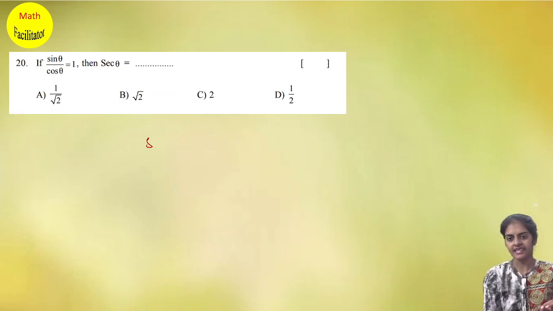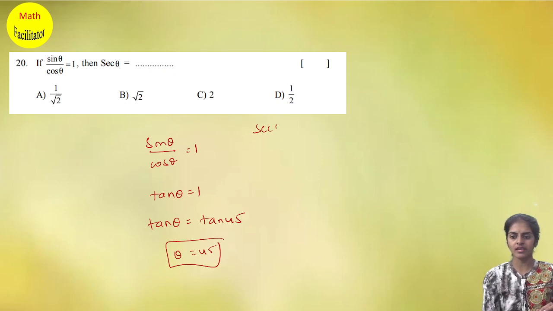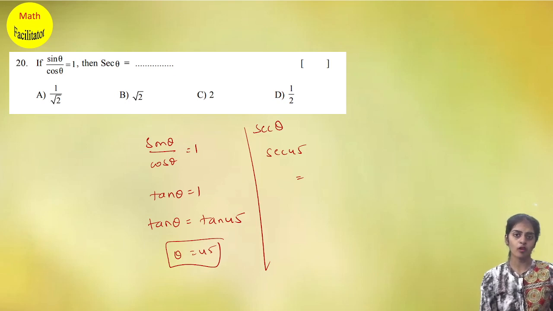Next question. Sin theta by cos theta is 1. Sin theta by cos theta is nothing but tan theta. Tan theta is 1. For which value of tan will you get 1? For tan 45 you will get 1, isn't it? So theta is 45. So if theta is 45, what is secant theta? Secant theta means secant 45. Secant 45 is nothing but the reciprocal of cos 45. Cos 45 is 1 by root 2. So secant 45 is root 2.